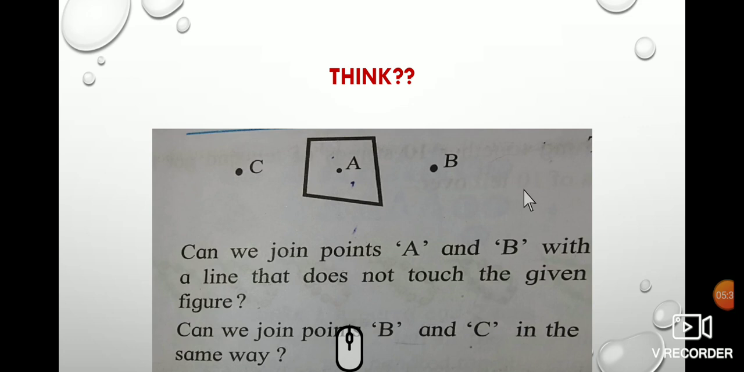Let's think, children. Can you see a figure there? Can you see dot C, dot A, dot B? Now tell me, can we join point A and B with a line that does not touch the given figure? Is it possible, children? No, it is not possible to join A and B without touching the given figure. So this is a closed figure, as A is inside the figure and B is outside the figure. So this is an example of a closed figure.